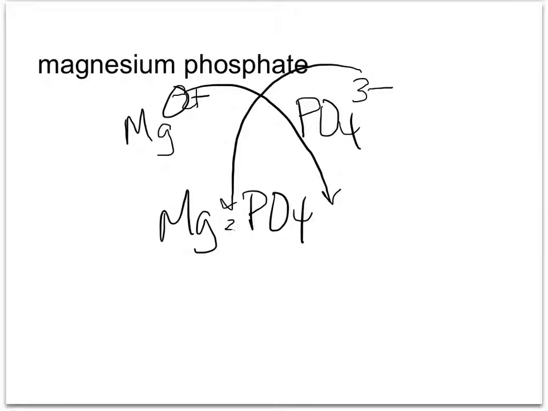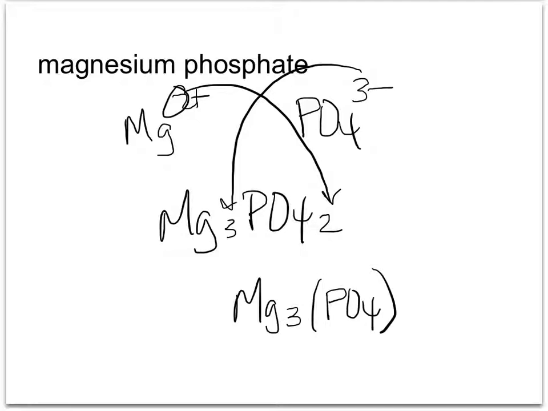Now notice I can't just put a 2 here because then it looks like 42. So how do I designate that there are 2 phosphates? I need 2 of this entire group, and it's not just 1 phosphorus and 42 oxygens. Well, the answer is you use parentheses. So to correctly write magnesium phosphate, you go magnesium, the 3 comes down, and then the phosphate is PO4. You have to put the entire anion in parentheses, and the 2 comes outside.